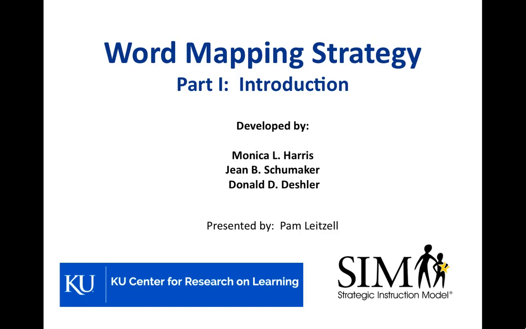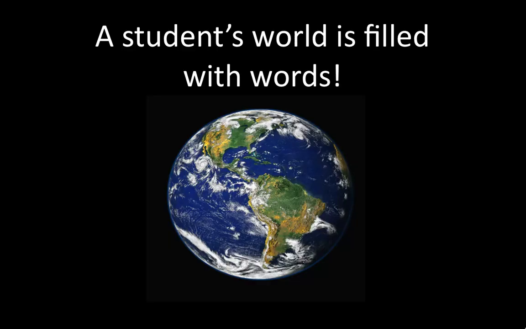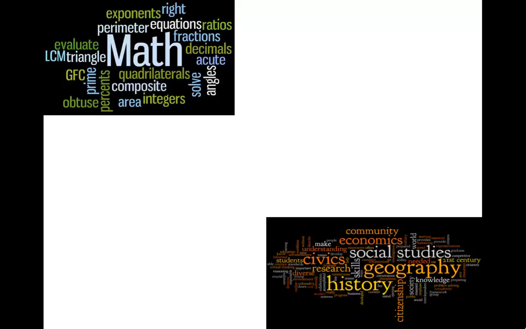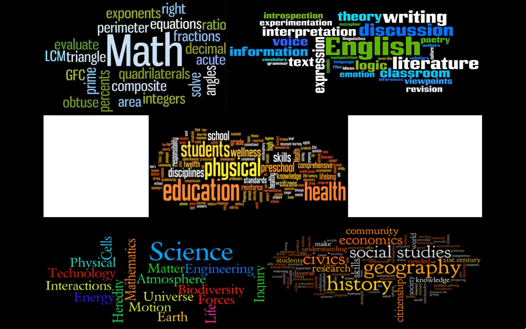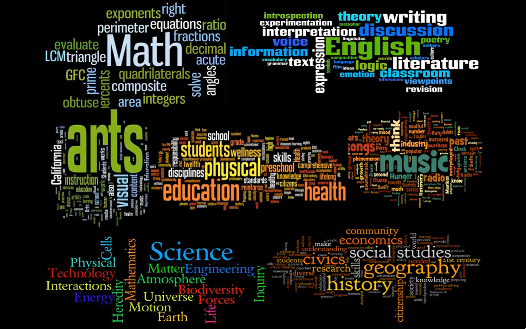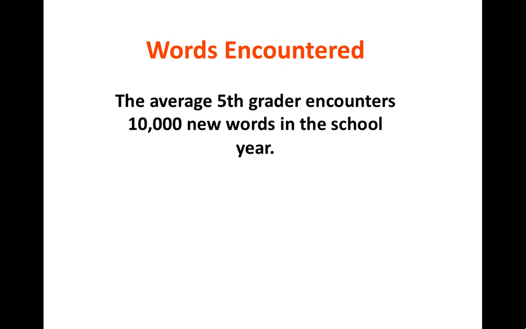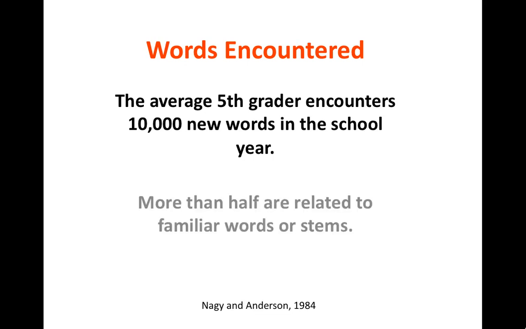It's an important strategy because a student's world is filled with words. As a matter of fact, every class a student enters has its own set of specialized words. Words are everywhere. The average fifth grader encounters 10,000 new words in the school year. 10,000. That's an enormous amount. More than half, however, are related to familiar words or stems. It's important that students learn to automatically see the relationship of these new words to the more familiar parts within them.